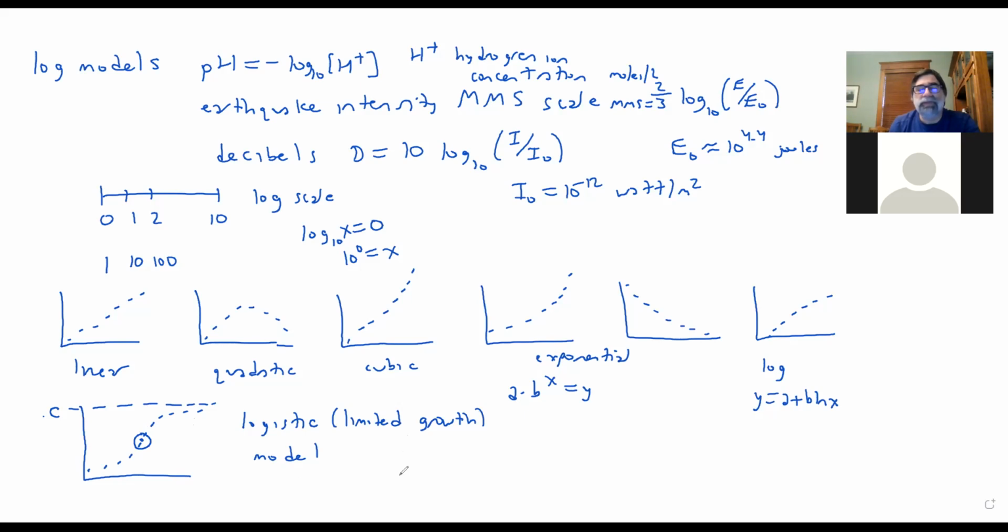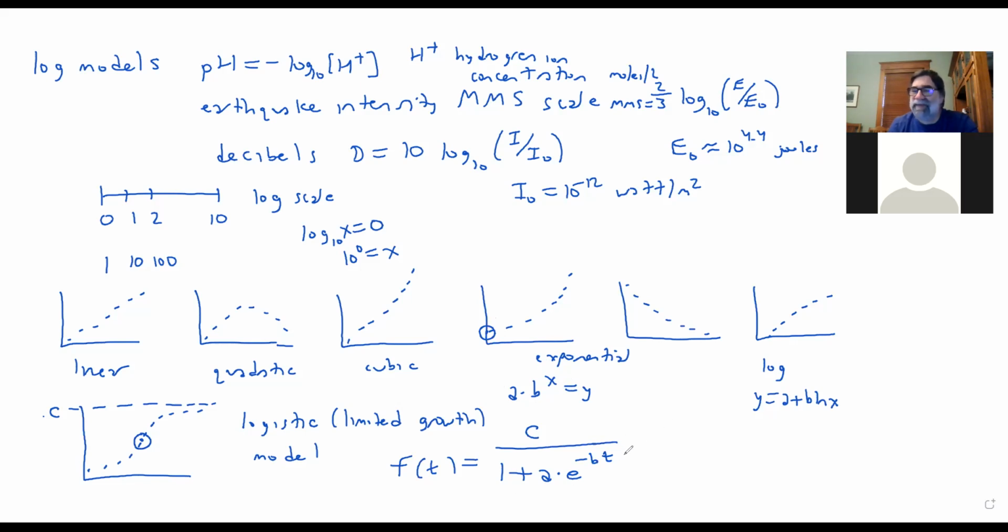Here's the equation. This is the limited growth function. C is the top number, and then there are two other constants to determine, A and B. They're a little less obvious. In this problem, A is the y-intercept of the function you're starting with.